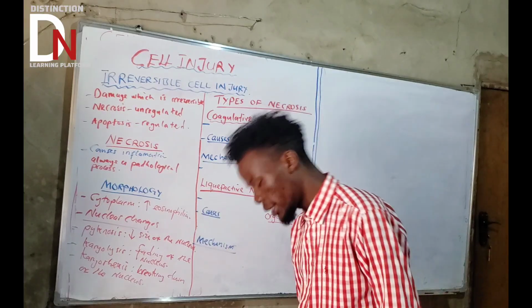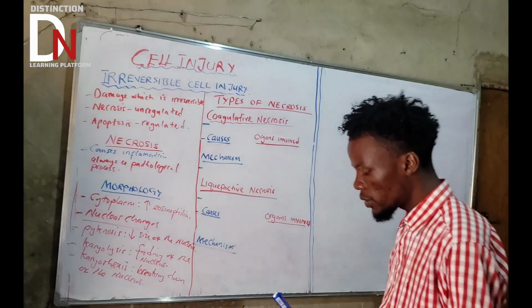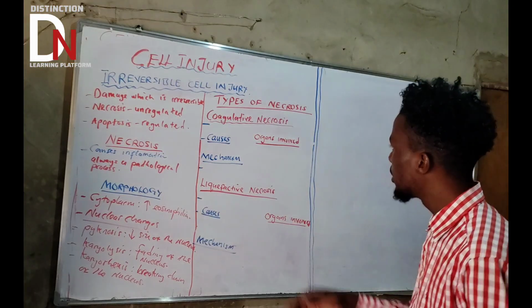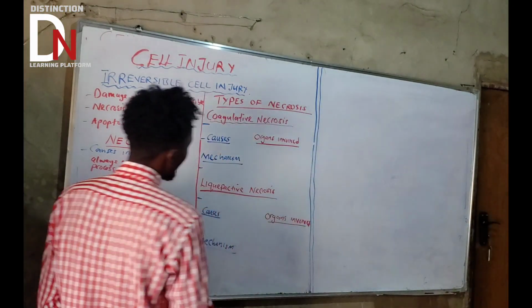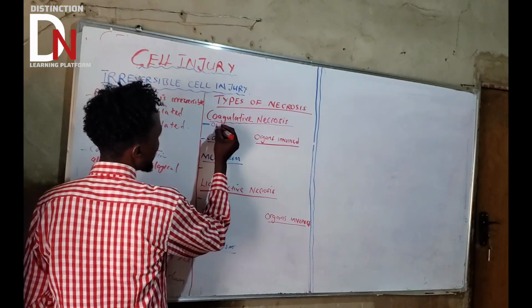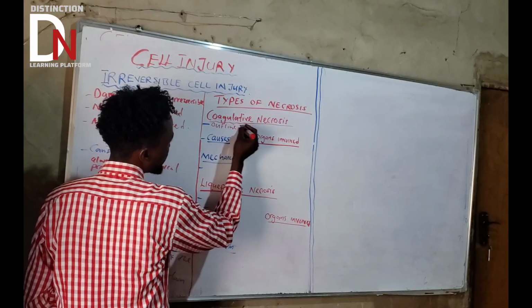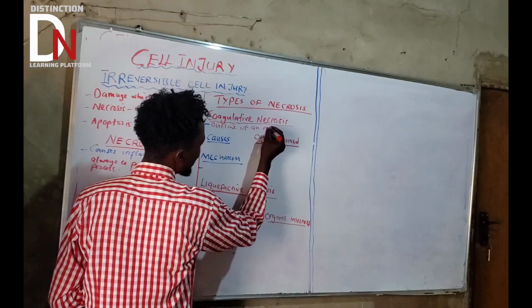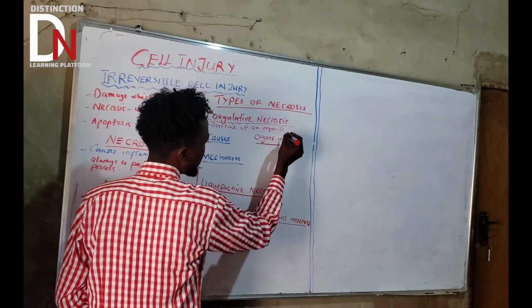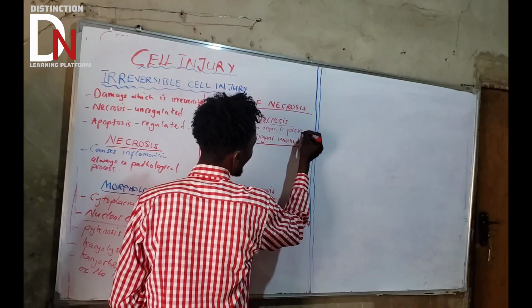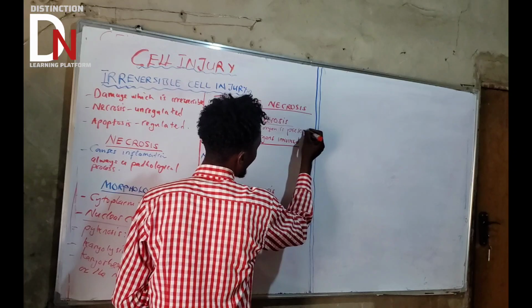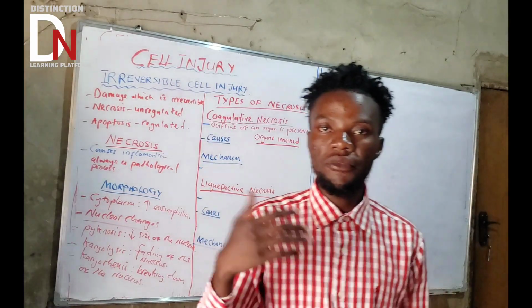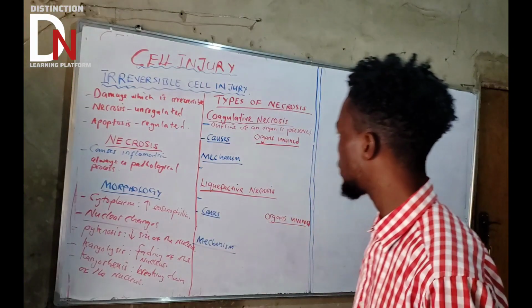So what are we saying? Coagulative necrosis is the most common type of necrosis, where the outline of an organ is preserved. The outline of an organ is preserved at least for a few days. Make sure that you understand that.